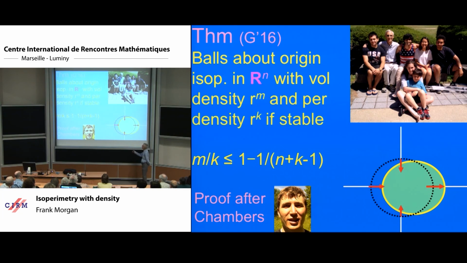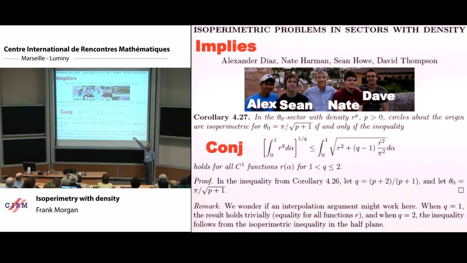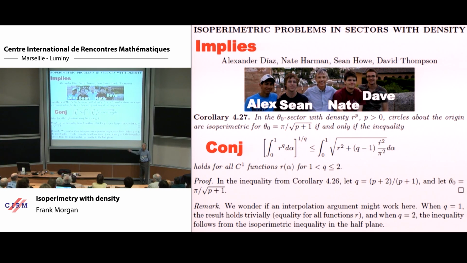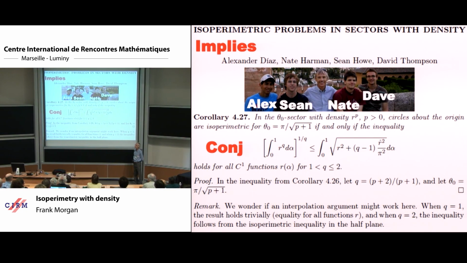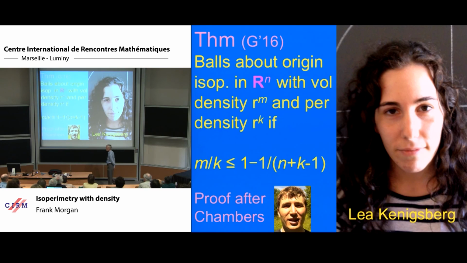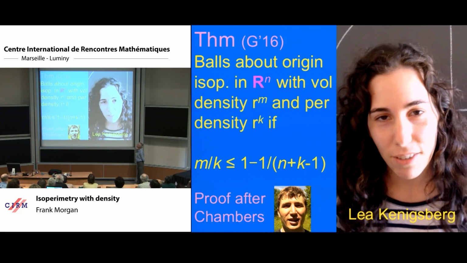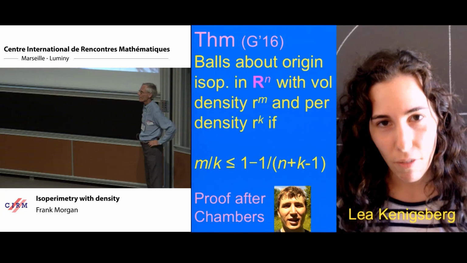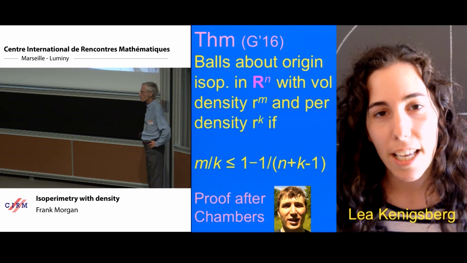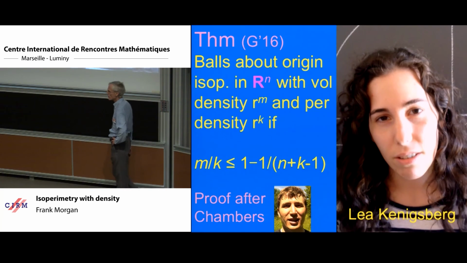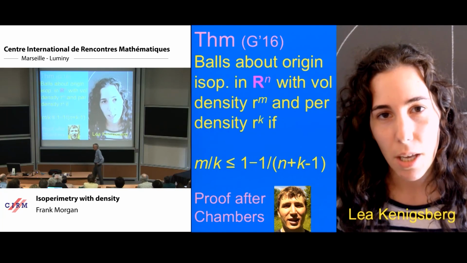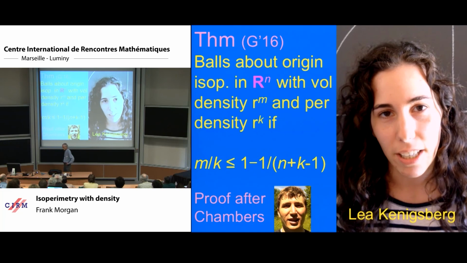And in fact, another one of the corollaries was this analytic conjecture that I mentioned earlier, this very strange analytic conjecture, that also follows from this result. So that was a lot of interesting news. And the lead on this project was Leah Königsberg, and this is what she had to say. In 2015, Chambers provided a proof of the log-convex density conjecture in Rn. We extend this result to some cases where the perimeter and volume densities are different.